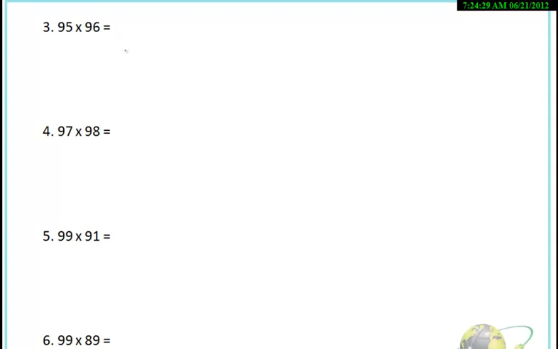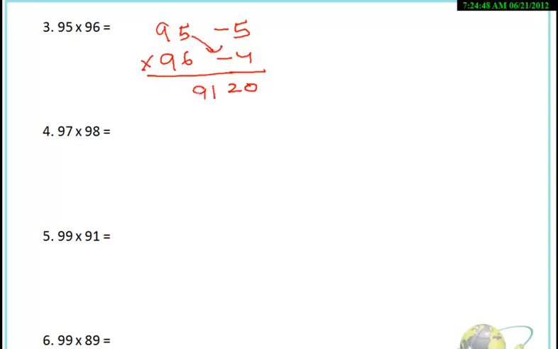It's very simple friends. Let's take another example, 95 into 96. Let's begin. It's minus 5 from 100, it is minus 4 from 100. 5 into 4 will give us 20. Then 95 minus 4 will give us 91. We have to subtract in cross. So whether we subtract 95 minus 4 or 96 minus 5, in both cases we'll get the same answer. So we just have to do the cross subtraction for ones only.